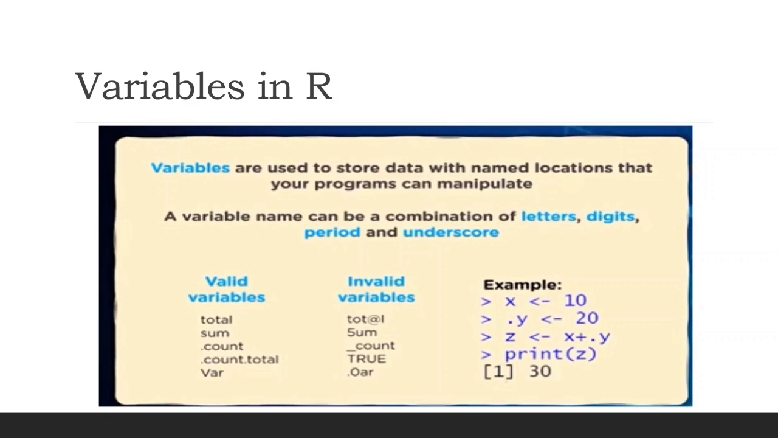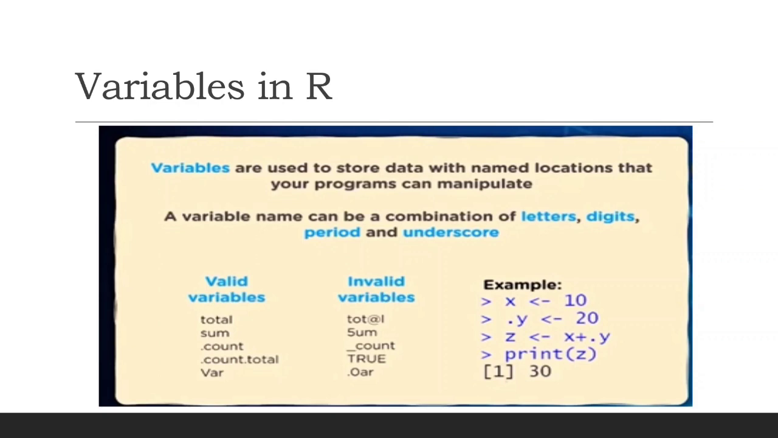Okay, let's start. What are variables in R? Variables are used to store data with a named location that your program can manipulate. A variable name can be a combination of letters, digits, period and underscore. What is missing here in these variable rules? Special symbols cannot be used in variable declaration. And one addition is that the period character can be used for variable naming.